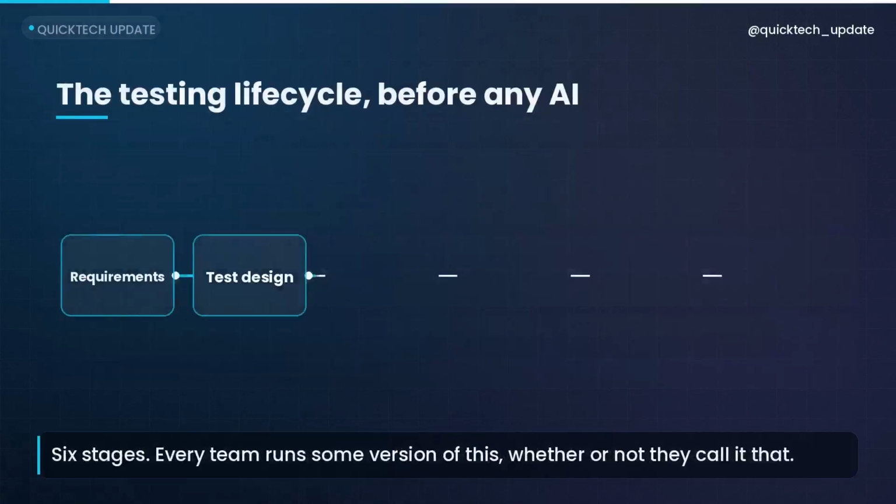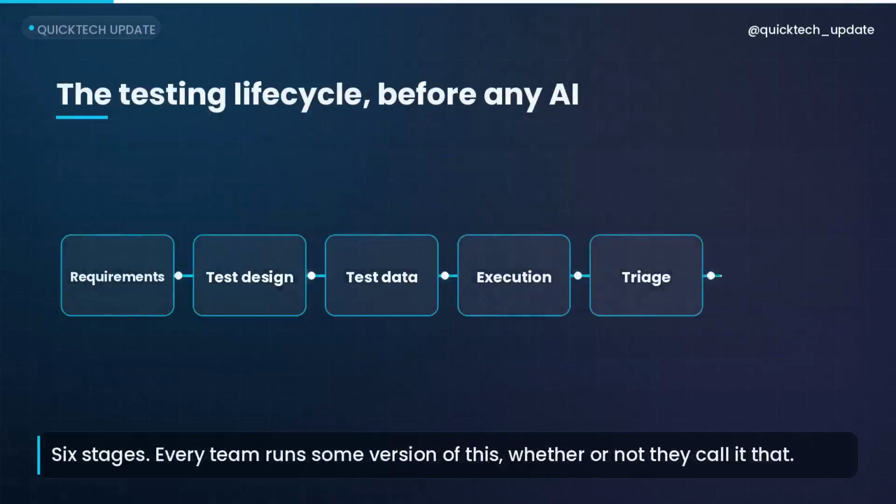Zoom out, and testing is a life cycle with 6 stages. Requirements, test design, test data, execution, triage, reporting. Every team runs some version of this, whether or not they use those words.